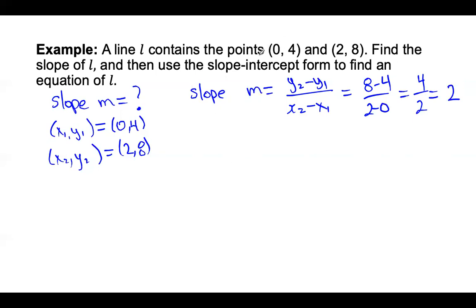We notice here, this point is 0, 4. So that's our y-intercept. Oh my, it gave it to us. So 0, 4. Because we have the slope and we have the y-intercept, we can just apply the formula.